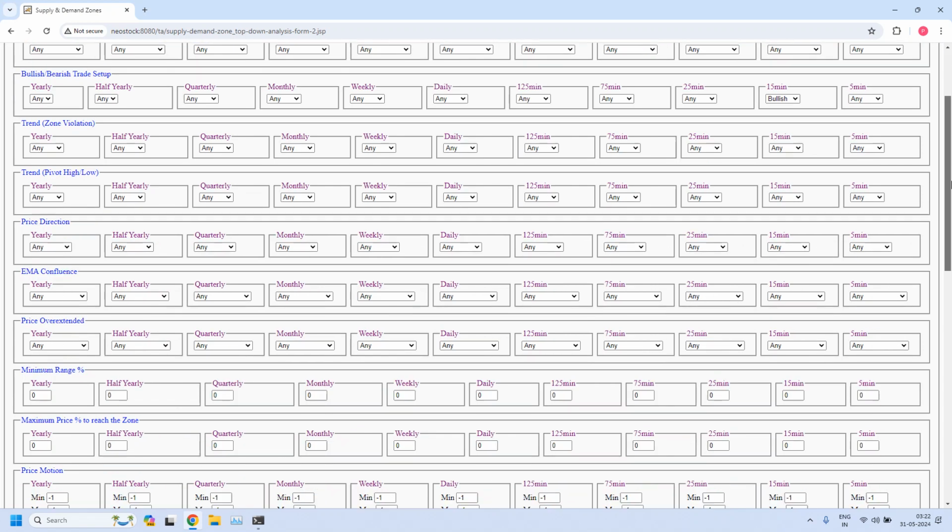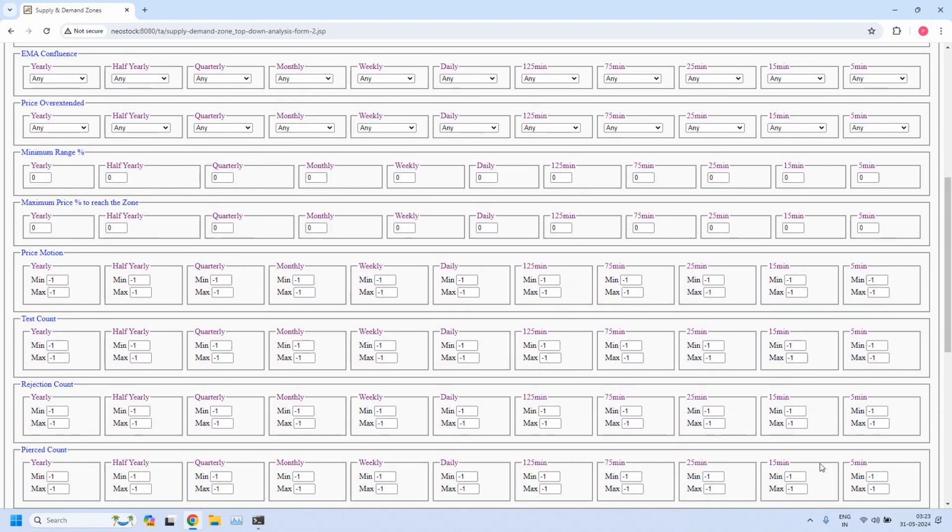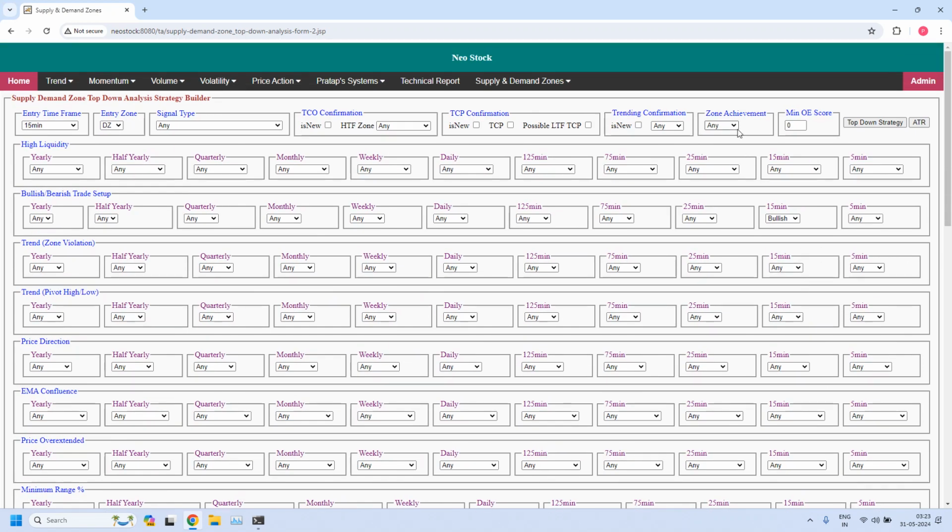And the three filters we need to set. First, pierced count should be 0 for 15 minutes time frame. Minimum value 0, maximum value 0 indicates pierced count is 0. Zone achievement is violated opposing zone. Minimum odd enhancer score is 12.